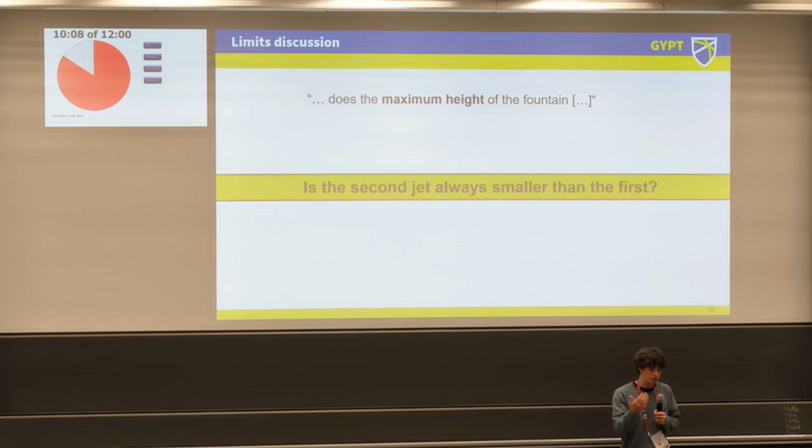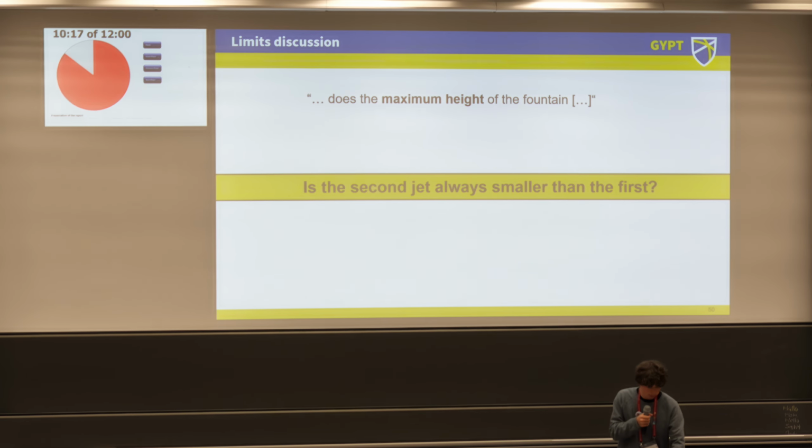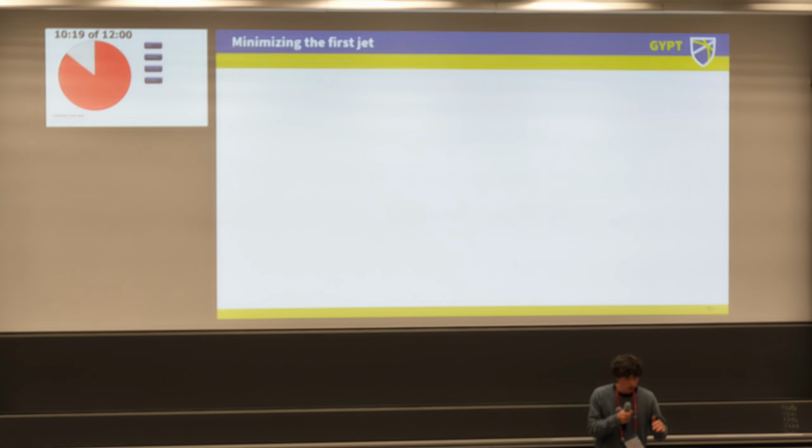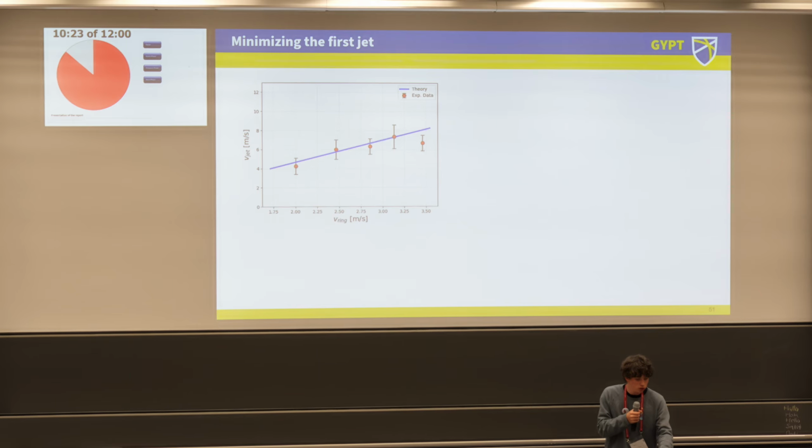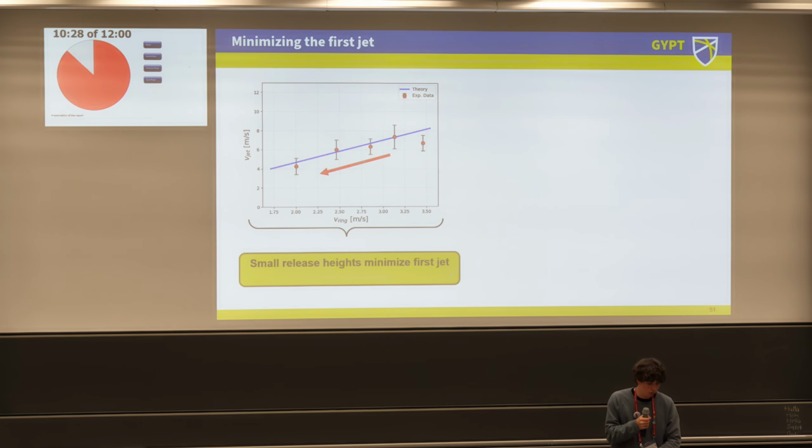So, the task once again states, how is the maximum height of the fountain? And here it's important to ask ourselves, is the second jet actually always smaller than the first? To find this, we can just try to minimize the first jet. Take a look at our plot from before. We can do so by minimizing the ring velocity. This also minimizes the first jet.